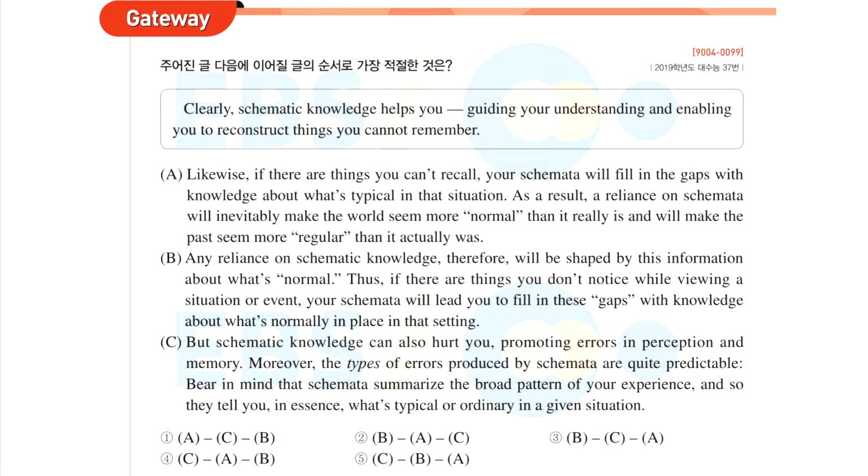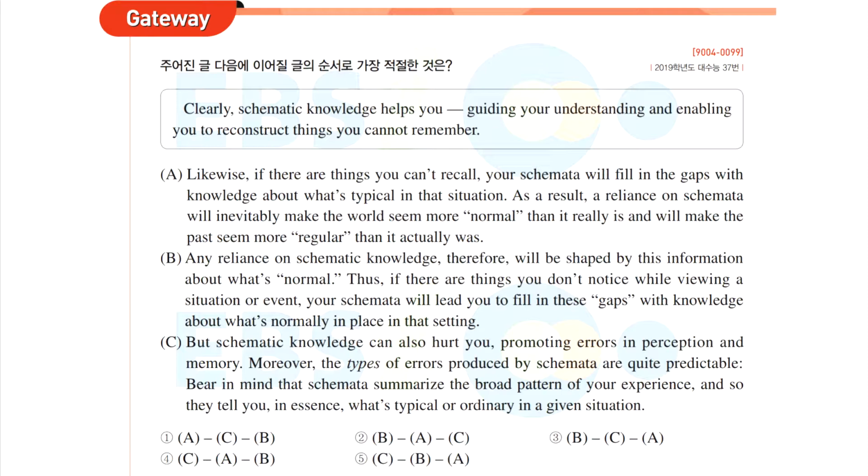Unit 13. Gateway. Clearly, schematic knowledge helps you, guiding your understanding and enabling you to reconstruct things you cannot remember. But schematic knowledge can also hurt you, promoting errors in perception and memory. Moreover, the types of errors produced by schemata are quite predictable. Bear in mind that schemata summarize the broad pattern of your experience, and so they tell you, in essence, what's typical or ordinary in a given situation. Any reliance on schematic knowledge, therefore, will be shaped by this information about what's normal.